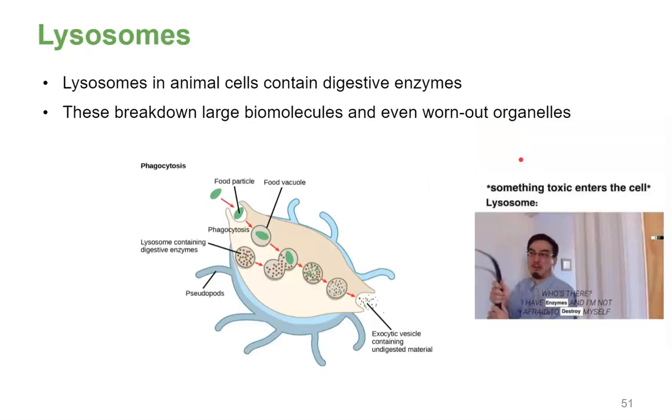So lysosomes, what are they? They're little vesicles that contain some enzymes, and they help break down molecules or worn out organelles. Typically, they break down molecules that are not created correctly, or they might be poison, or they just don't work correctly anymore.